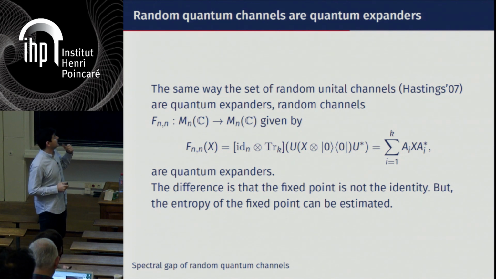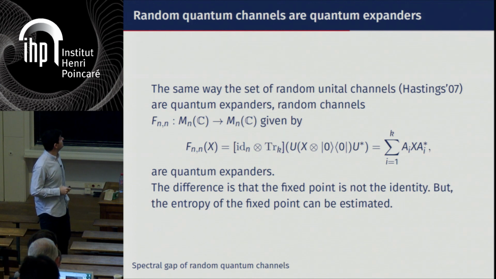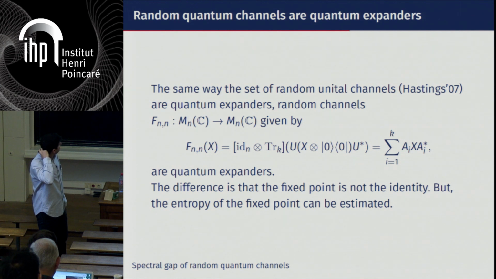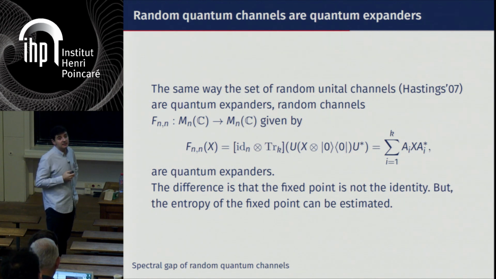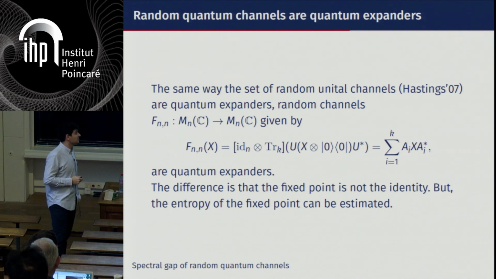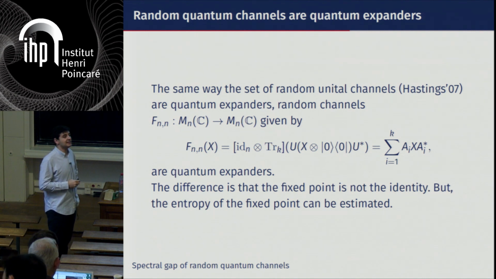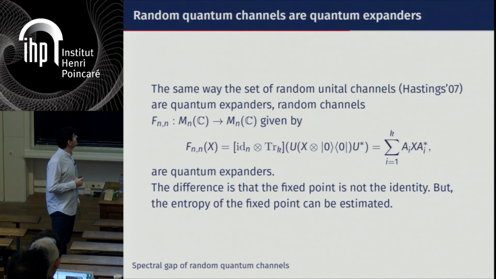Now we don't have that the identity is the fixed point of this channel, but nevertheless the entropy of the fixed point can be estimated, and it's close to the identity depending on k, but it's not getting closer and closer to the identity. So it's actually bounded away from the identity, but quite close. And whenever k is going to infinity, then the fixed point is going to the identity.